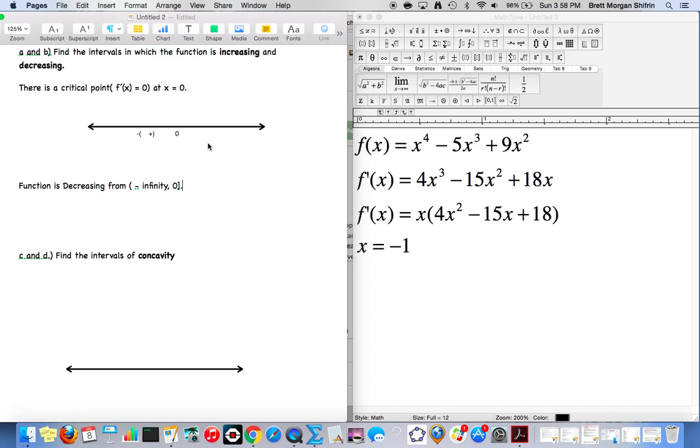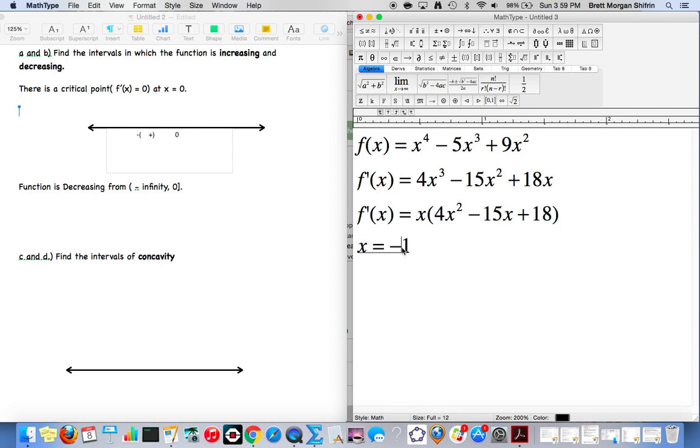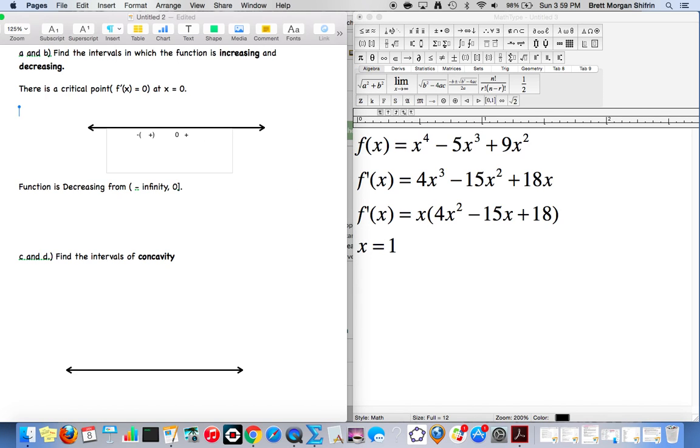Okay. Now, if I look on this side, over here, I could pick a number greater than 0, such as x equals 1. And if I evaluate that, I get a positive times, if I put 1 in here, I get 4 minus 15 plus 18, which we know is going to be positive. So I know that on this side of 0, it is increasing.